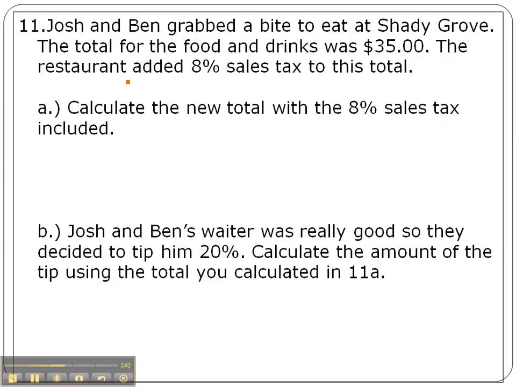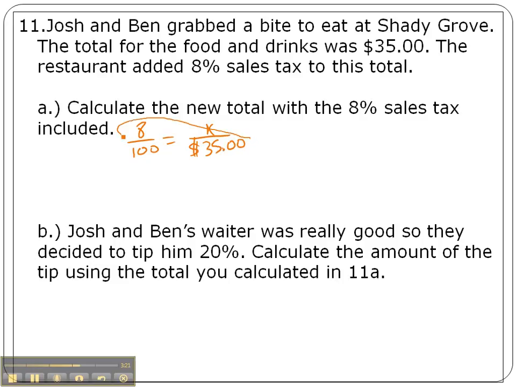Problem 11. Josh and Ben grabbed a bite to eat at Shady Grove. The total for the food and drinks was $35. The restaurant added 8% sales tax to this total. So in part A, we want to calculate the new total with the 8% sales tax included. So let's set this up as a proportion. 8% is 8 out of 100, and that's equal to the amount of the tax, which we don't know, out of the total bill, 100% of the bill at this point, which was $35.